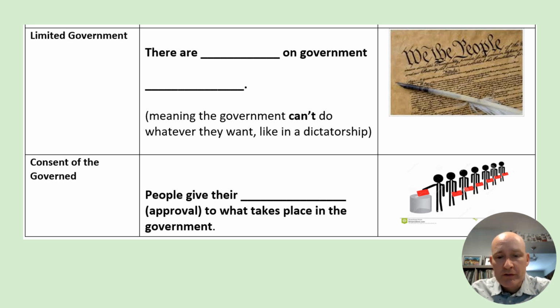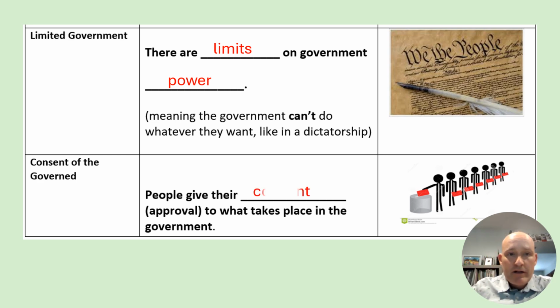Another principle of democracy is that there are limits on government power. So a government can't do whatever they want, like a dictatorship. They have to follow limits, there are constraints, there are ways to say, hey, you cannot do that. There's a limit on how much power you have.